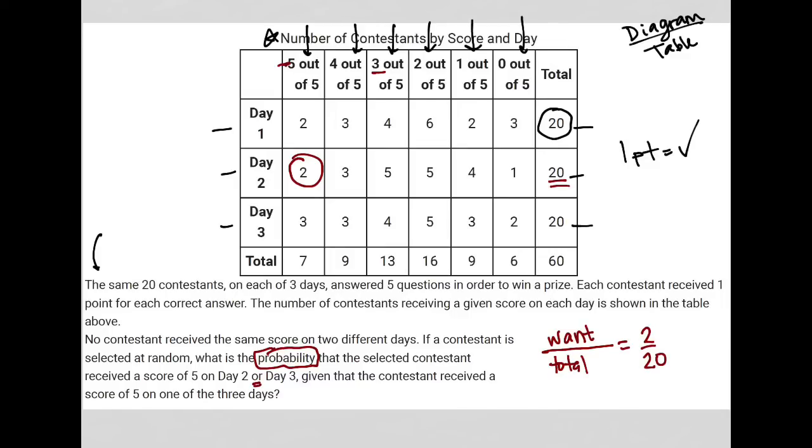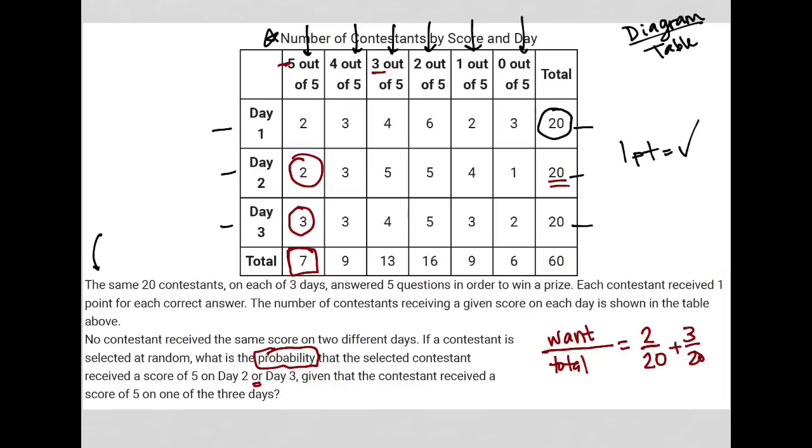Or, right, so when we deal with probabilities, we have or. It will always turn into a plus here. Or day 3. Okay, well, on day 3, to score 5 out of 5, there were 3 contestants, right? So that would be 3 out of 20. So then it says, given that the contestant received a score of 5 on 1 of the 3 days. All right, so then we're looking at a total of 7, not the 20. Because in order to say that you definitely scored a 5 on 1 of the 3 days, there are only a total of 7 contestants who did that.